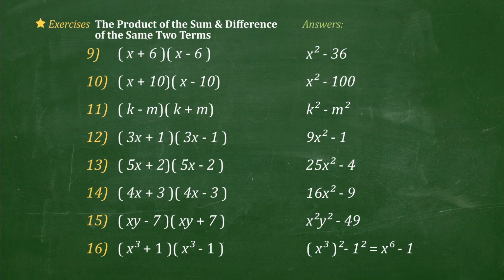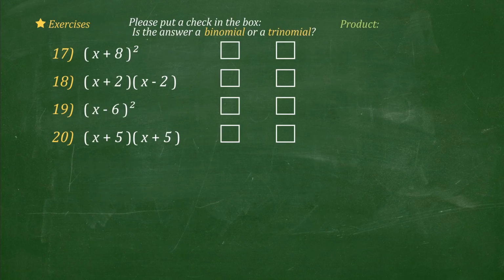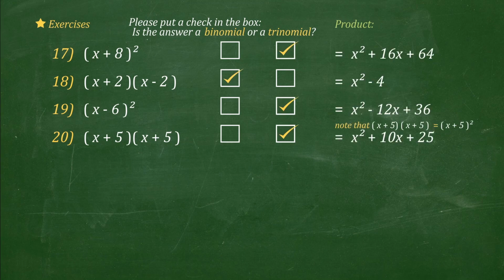Here are more drills, exercises 17 to 20. Let's make it more challenging by mixing the two special cases, the square of a binomial and the product of the sum and difference. I hope you can distinguish what belongs to each case. You can go back to the tutorial if you need to. You can pause this video to do this on your own. Go! Here are the answers. Did you get them?